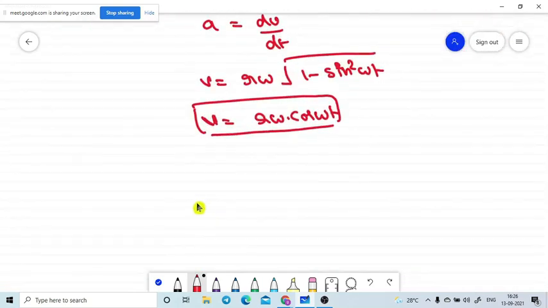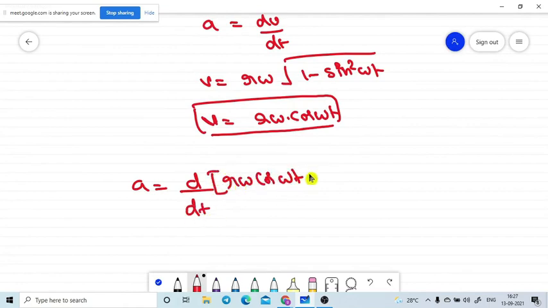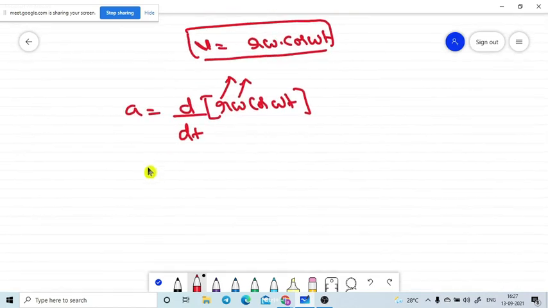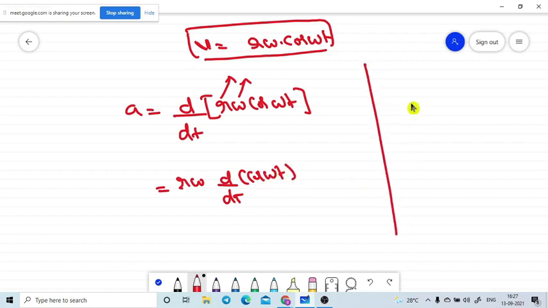What about the acceleration? Acceleration a is equal to d by dt of r omega into cos omega t. This is the formula. In this one, r is the radius of the circle. Omega is the angular velocity of the particle. These are constants. We will take out these two values, r omega into d by dt of cos omega t. You are already well familiar with this equation. d by dx of cos ax is equal to minus sin ax into a only. So here, instead of a we are having omega.